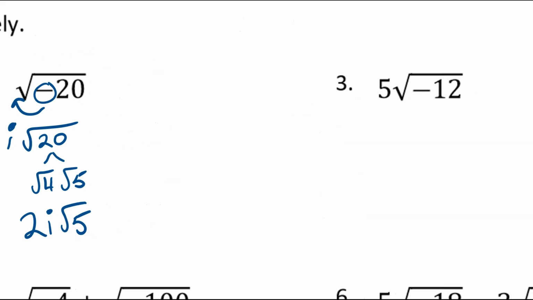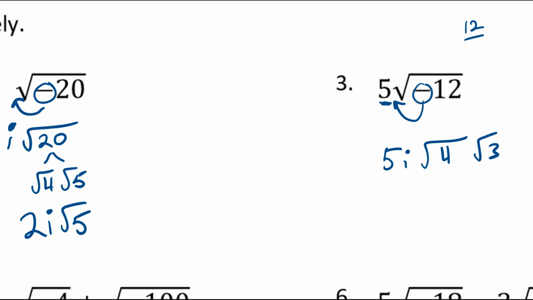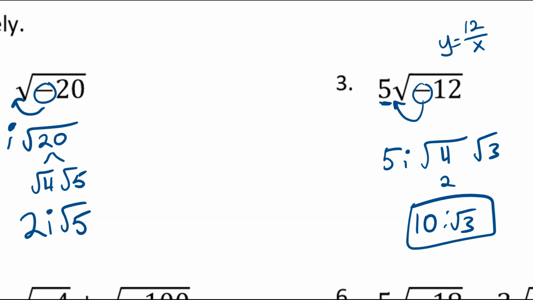And again, for number 3, if we have a coefficient out in front, it still works the same way. When I bring out that negative to make it 5i in front, I just keep that 5i coming down. I could break 12 up into 4 and 3. And again, if the number is a little bit bigger, you could always go into your calculator and divide it by x and then go to the table. But radical 4 is just 2, and 2 times 5 is 10, so you're left with 10i radical 3.